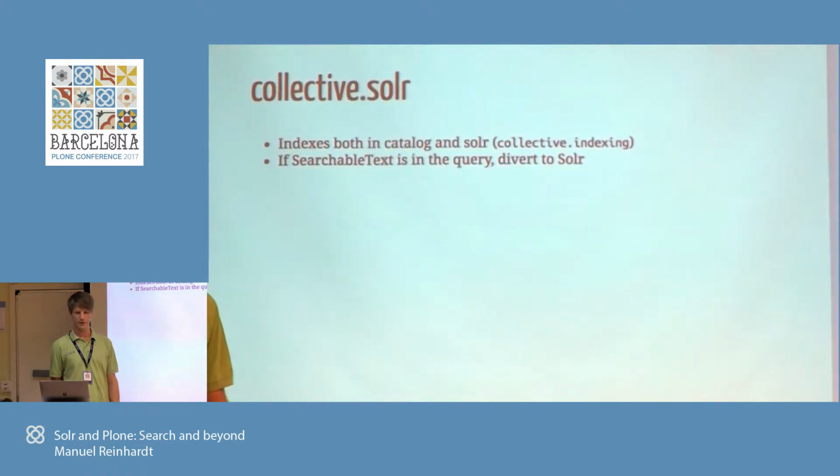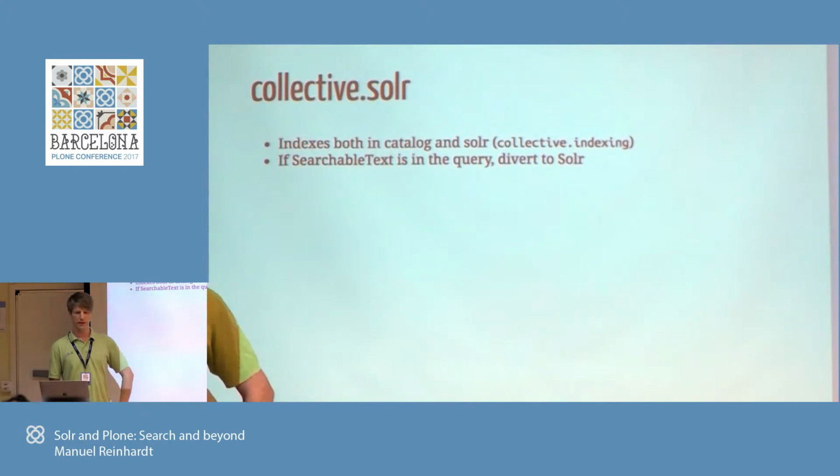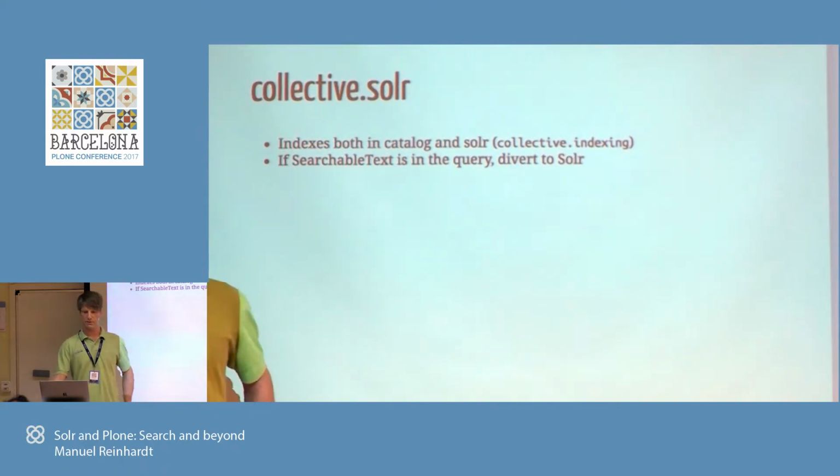One is collective Solr. Its approach is to index all content, both in the portal catalog and in Solr. It does that by registering an additional indexer through collective indexing. And then when you query the catalog, it checks whether the searchable text is a part of the query. And if so, it diverts the whole thing to Solr, and everything runs through Solr. And its response is used as the search results.